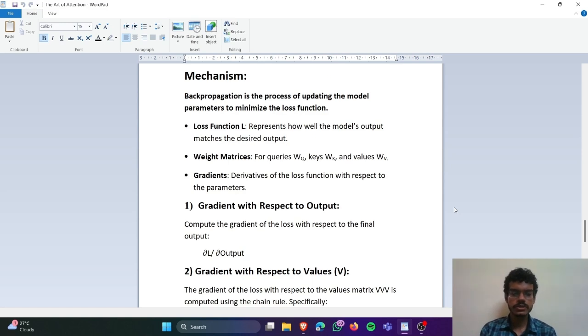Now I'll explain the back propagation mechanism. It basically uses calculus, like you have to calculate gradients and so on.